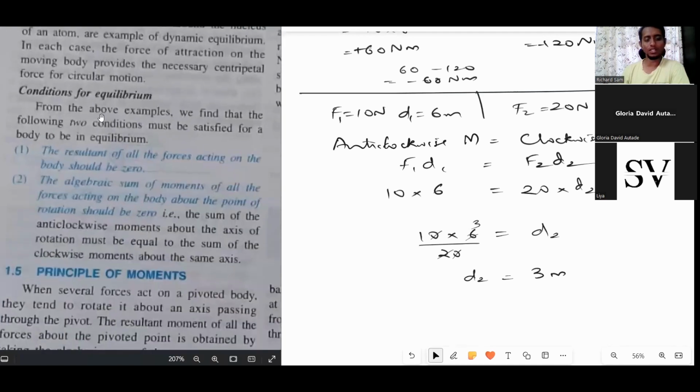Now, what are the conditions for a body to be at equilibrium? Two conditions. First is the resultant of all the forces acting on the body should be zero. Both of them are almost the same. Let's read the second one also. The algebraic sum of moments of all the forces acting on the body about the point of rotation should be zero.